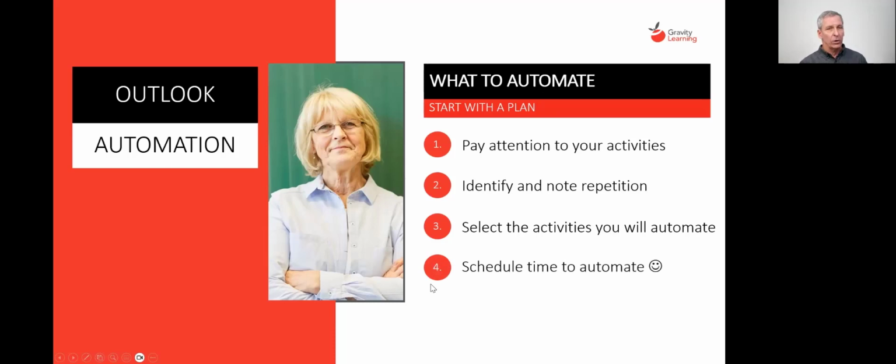So then you schedule your time to do so. Interrupting yourself right now, say, oh, there's an automation opportunity, but I'm in the middle of something else. Schedule time to do it. Actually go to your calendar and give yourself 15 minutes or 30 minutes to actually build that automation.